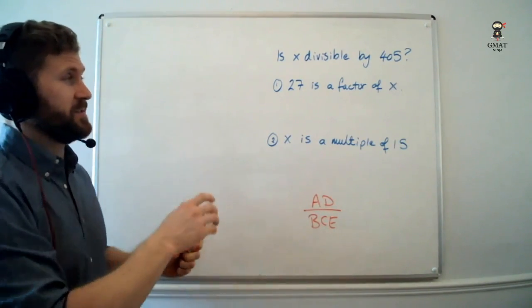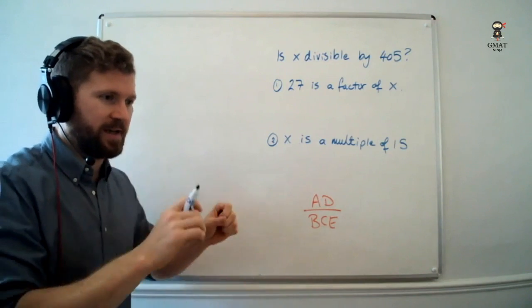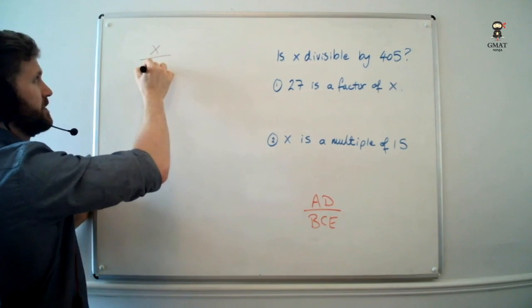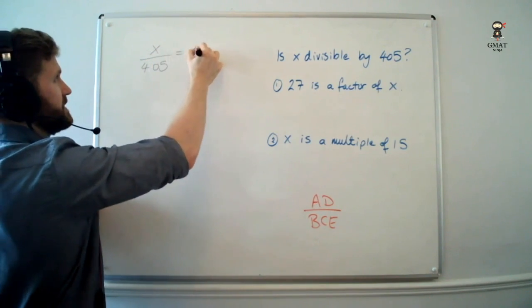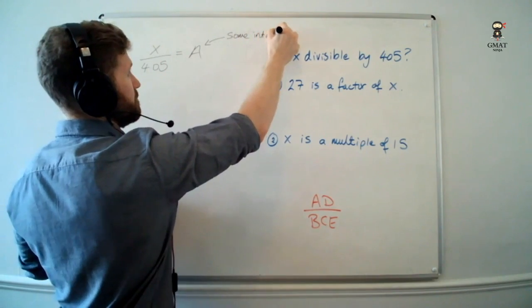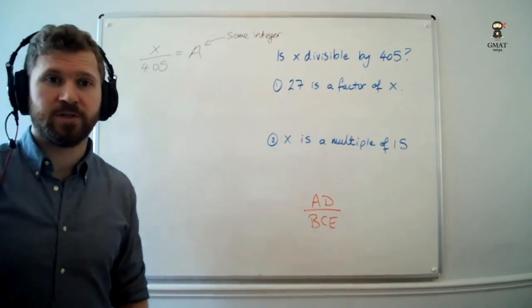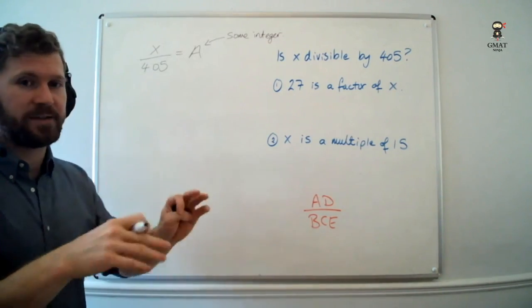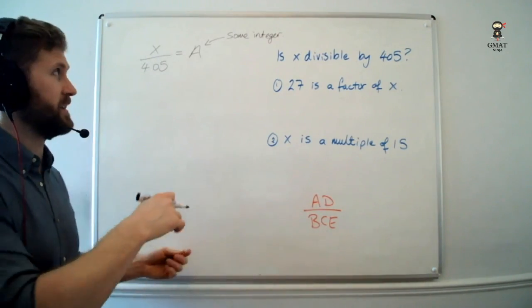Now, is X divisible by 405? If X is divisible by 405, then we could say that X divided by 405 is equal to some integer. Could be 1, could be 2, could be 10, could be 375, could be anything. X divided by 405 will equal some integer.